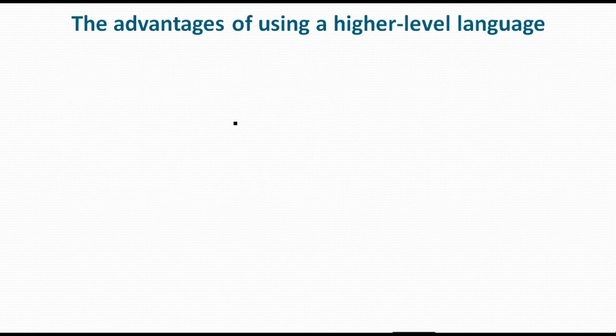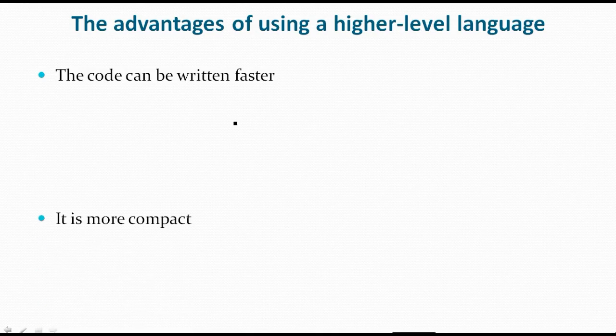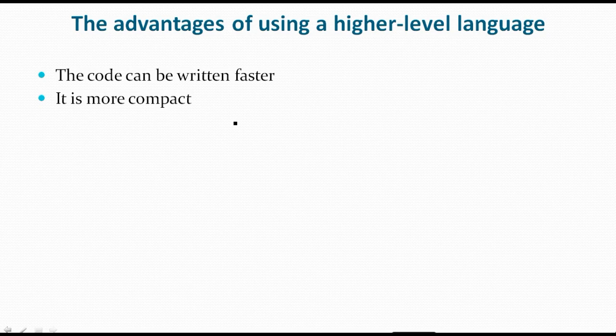Let us understand the advantages of using high level languages. The code can be written faster, because a high level language is an English kind of language, so writing the code can be faster compared to assembly language. And it is more compact, because we can use many modules. Reusability is there, so with the help of reusability we can make our program compact.